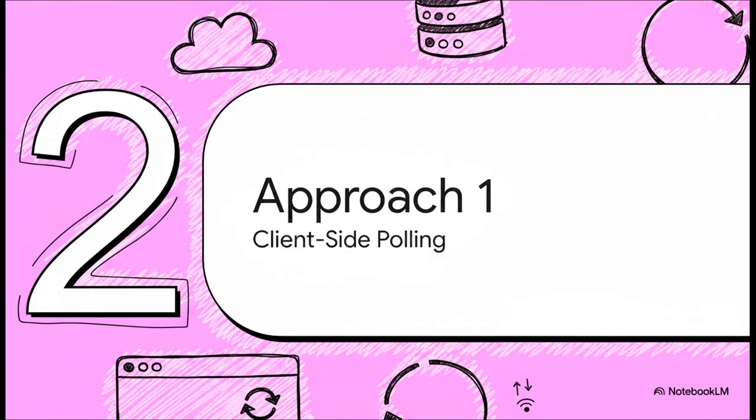Okay, first up we have our first contender, client-side polling. Now this is a super common, really straightforward method. It's easy to wrap your head around because it relies on the same request-response model that pretty much the entire web is built on. It's often the go-to for a lot of developers for that very reason.